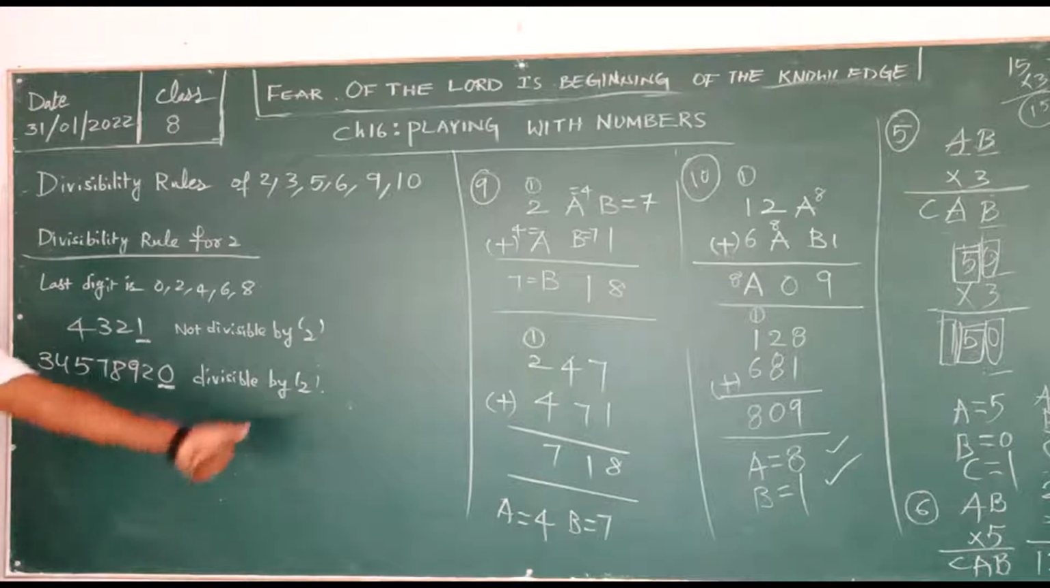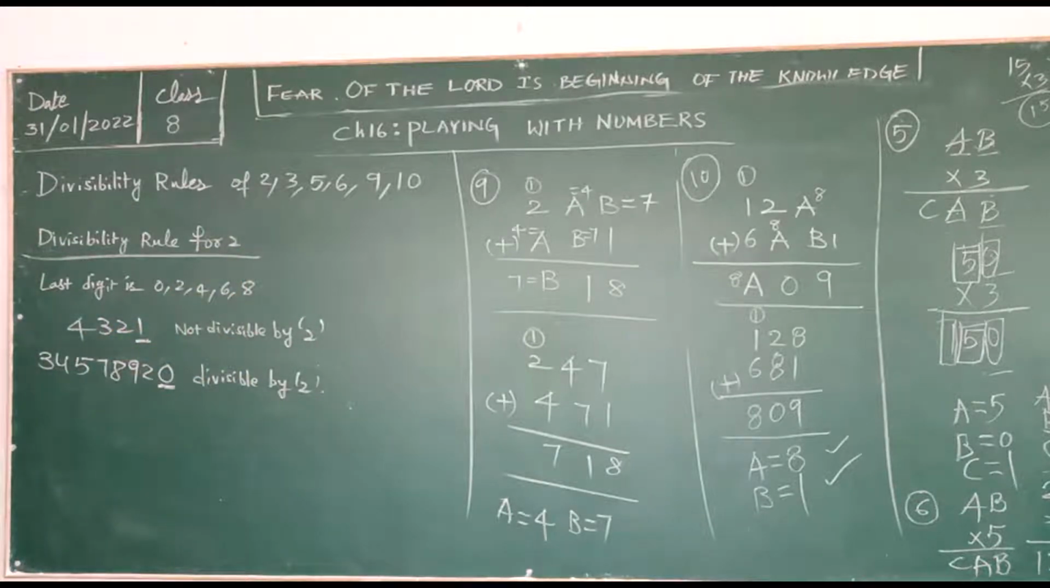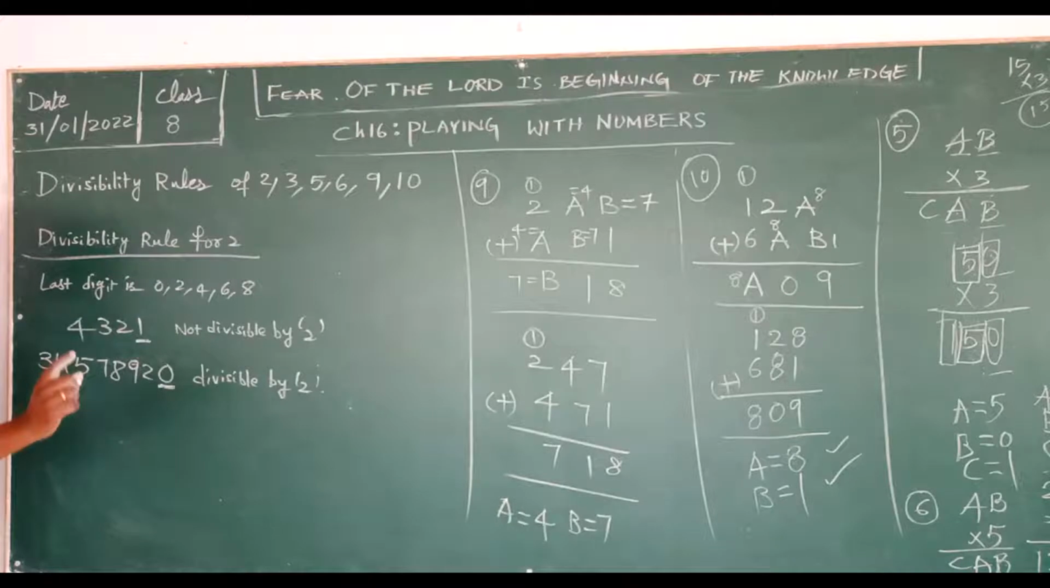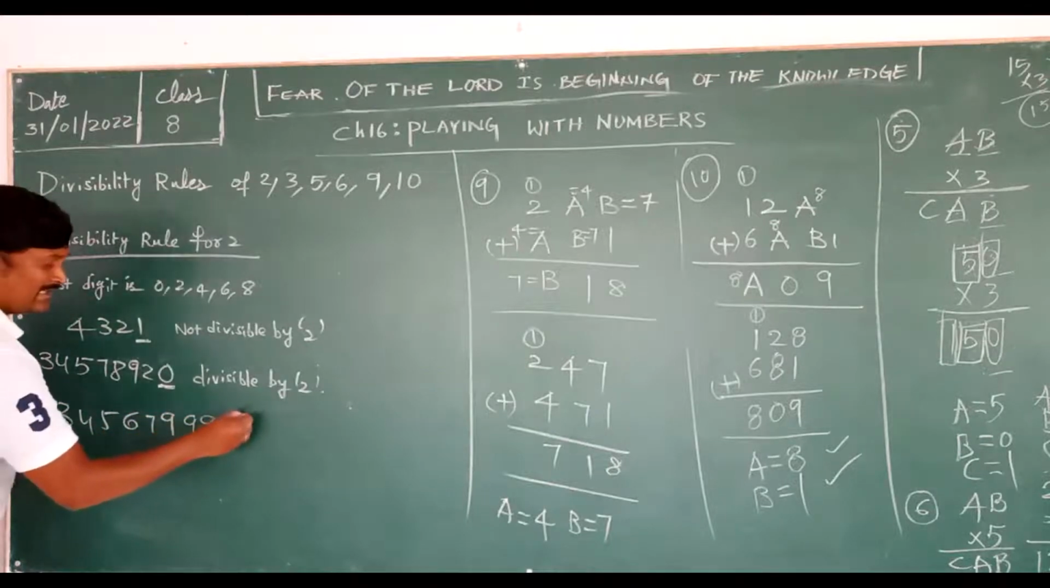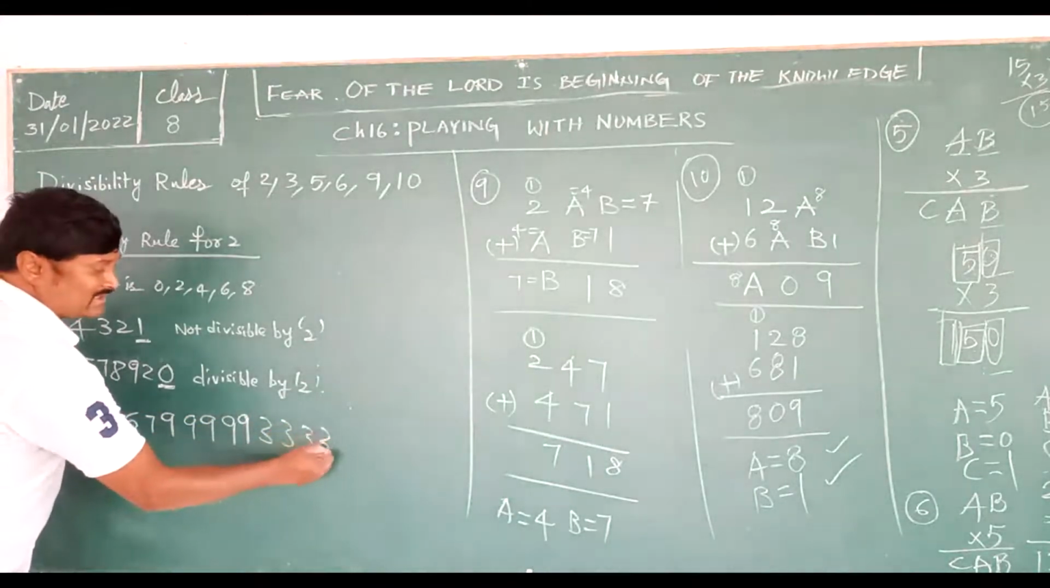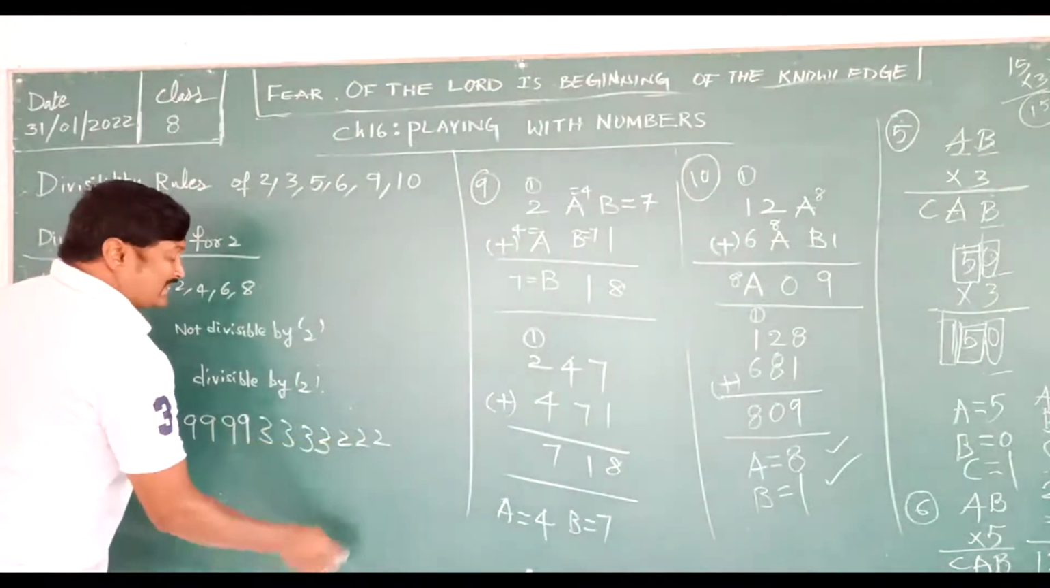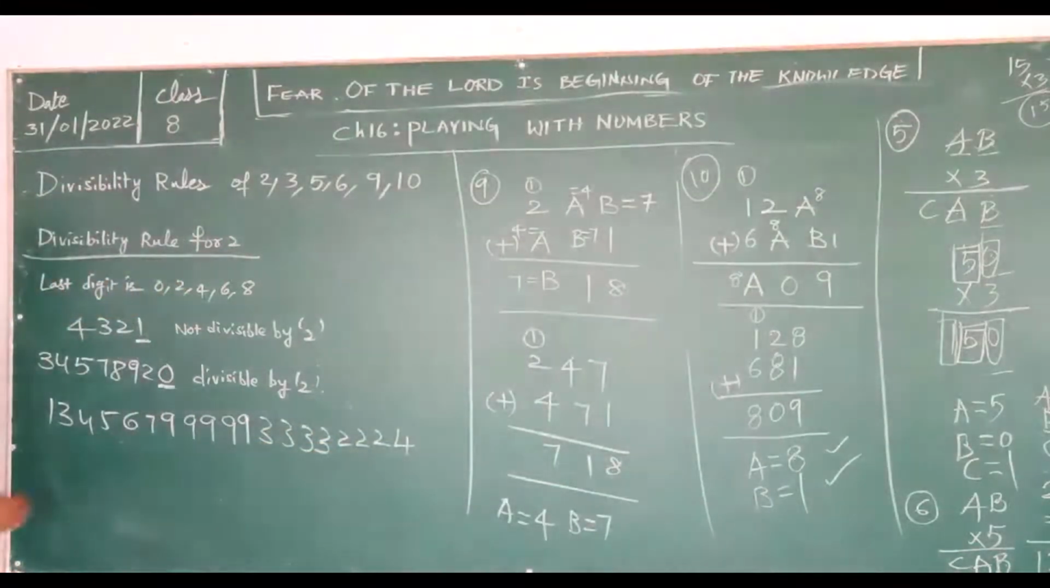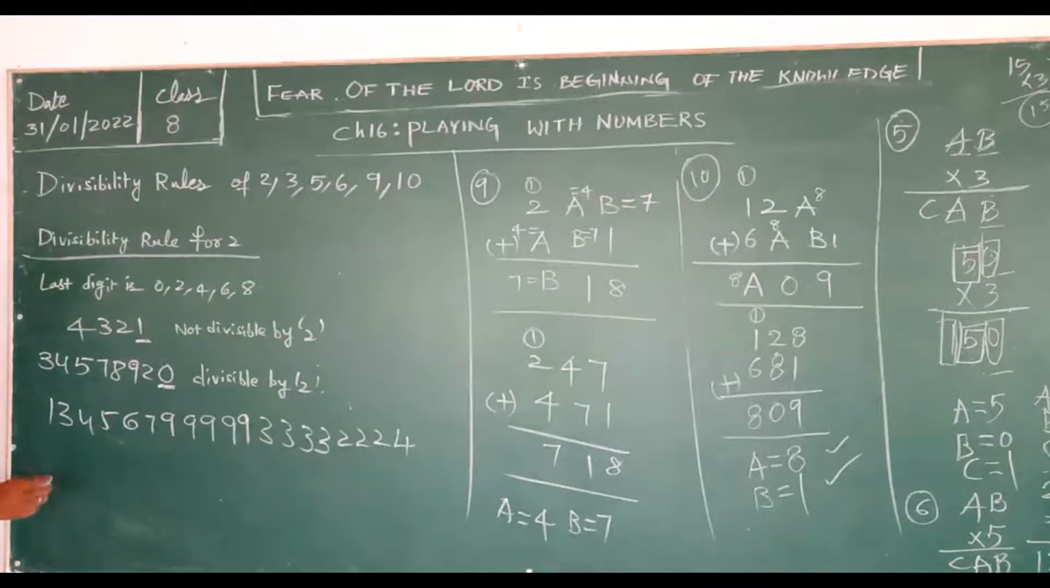If you have understood the concept, just give a thumbs up so that we'll go to the divisibility rule for 3. Now I'll give you two numbers. You just tell me whether each is divisible or not. The first number ends in 4. Is it divisible by 2 or not? Another number, 999999999. Is it divisible by 2 or not?